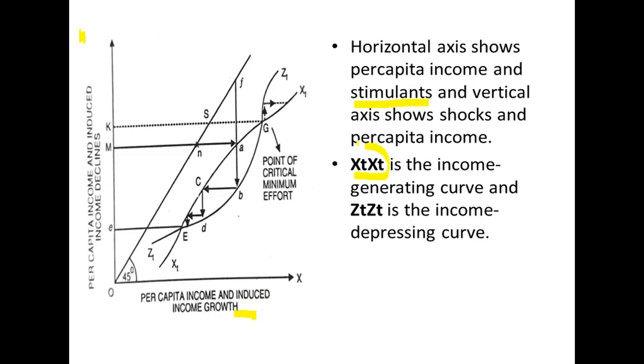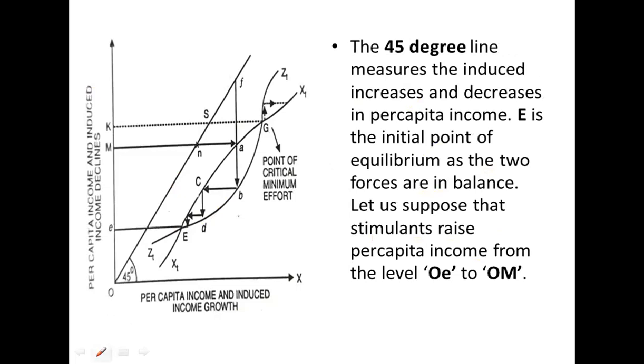Now, XT, this curve XT. What does this XT show? This is an income generating curve. If you are on this curve XT, that will generate income. But ZT is another line that shows income depressing. So this is the income depressing curve, but this is the income generating curve. XT is the income generating curve, and ZT is the income depressing curve. Now there is a 45-degree line. This 45-degree line measures induced increases and decreases in per capita income. So both increases and decreases in per capita income will be measured along this 45-degree line.